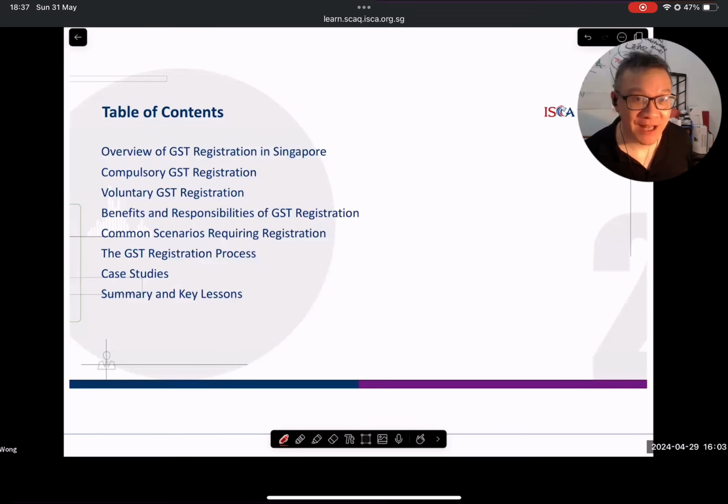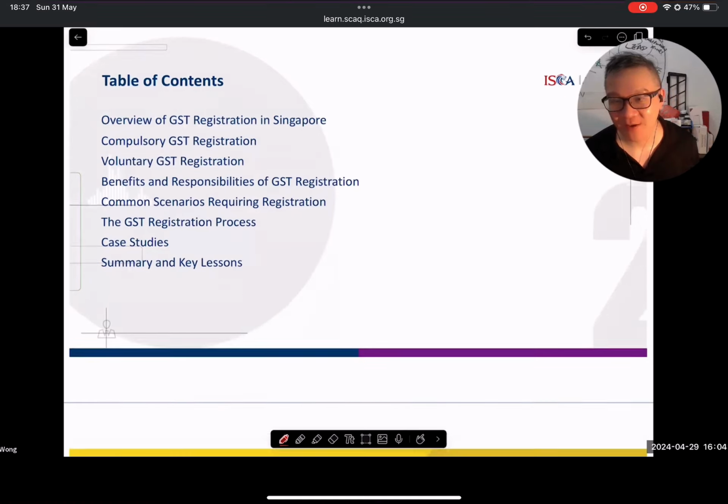Okay, and common scenarios that require GST registration, the process itself, which I'm not going to describe a lot, simply because you can follow through from IRAS's e-Tax guide as well as your materials. The discussion will be utilizing a case study approach, so that as soon as we touch on the main point, we will use a case study to help us retain, recap, and understand a bit more of what is being discussed. Okay, then I'll wrap up the whole presentation with a summary of the key lessons. Okay, so without further ado, let's talk about GST registration.